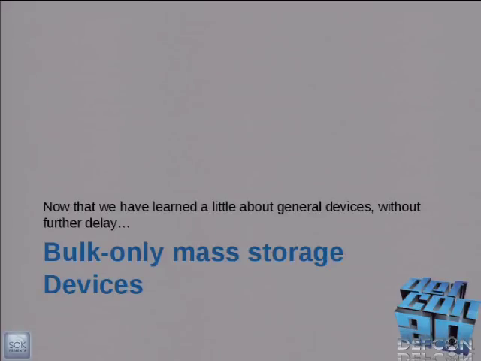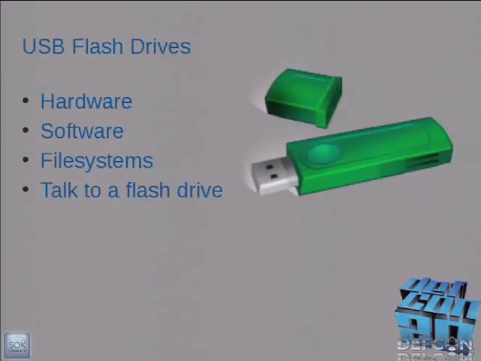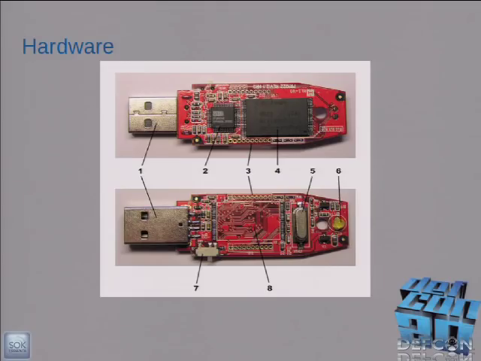So now that we've learned a little bit about general devices and such, without further delay, let's talk a little bit about bulk-only mass storage devices. And how does this stuff work? Right? So we're talking about flash drives primarily. What kind of hardware do they have, software, file systems, how do you talk to them, things like that.